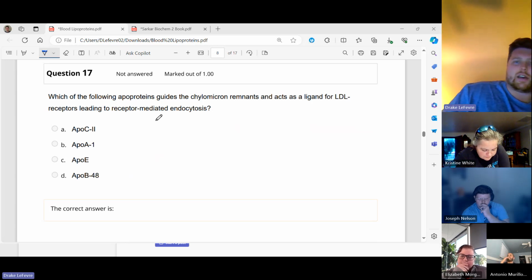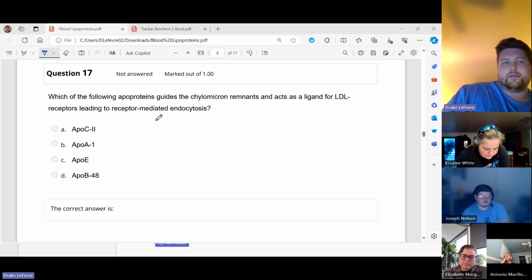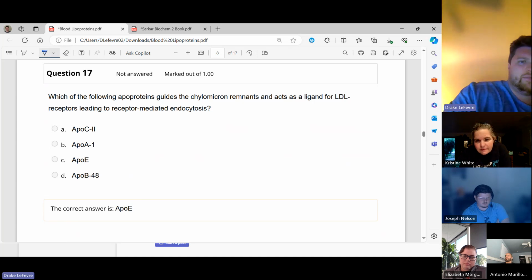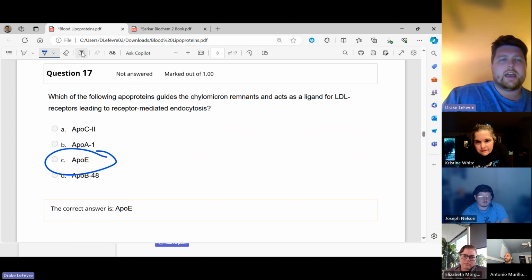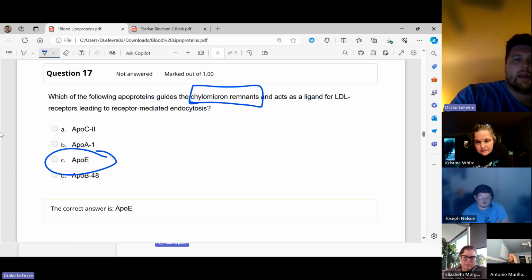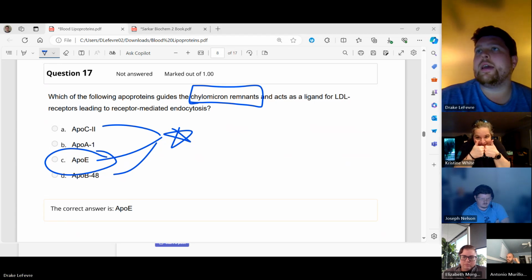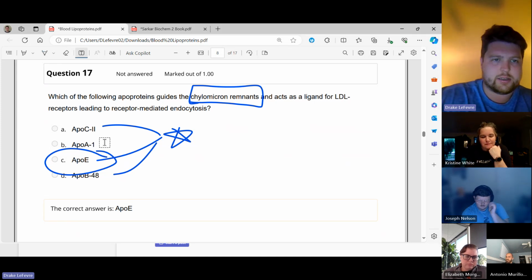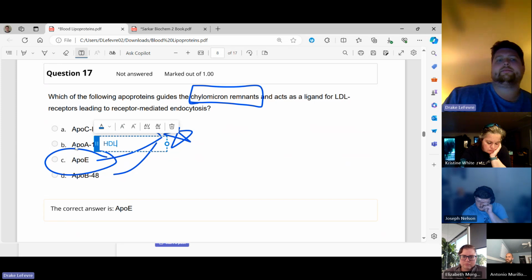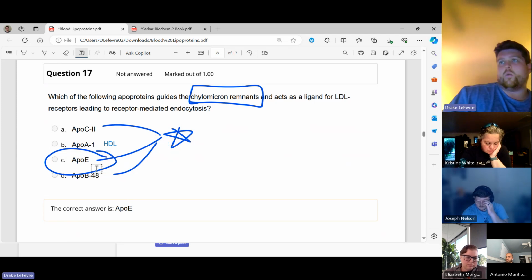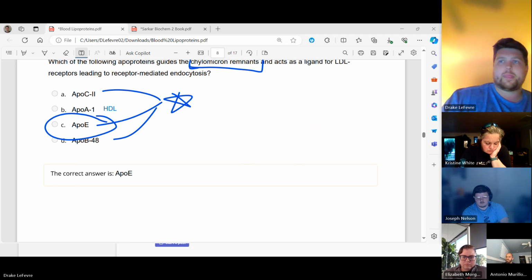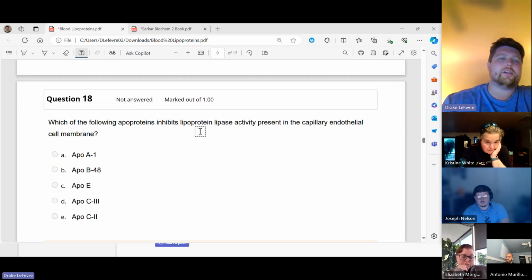Which of the following apoproteins guides the chylomicron remnants and acts as a ligand for LDL receptors, leading to receptor-mediated endocytosis? Our ApoE. And this gives us a hint as well when it says chylomicron remnants, because if you remember, ApoC2, ApoE, and ApoB48 are present within the chylomicron remnants. I don't know about ApoA1. Yeah, ApoA1 is actually only in the HDLs. We know that. It takes out one of the possible choices. I like that chart. It's a nice chart.